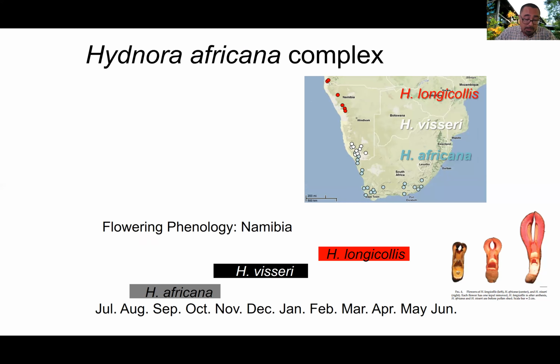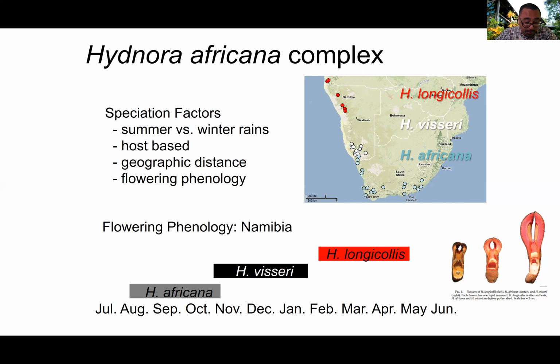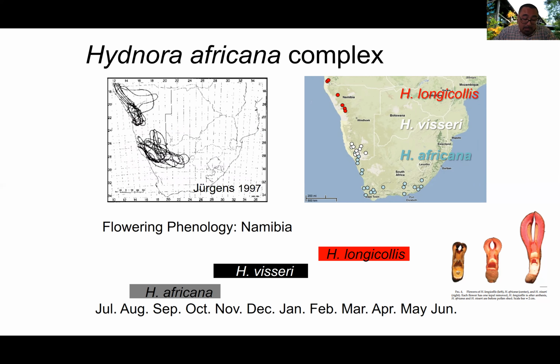So what are the factors that contribute to speciation in this genus? Using the Hydnora africana complex as an example, a few drivers of speciation emerge, including summer versus winter rainfall areas, host specificity in the range of those hosts, geographic isolation, and clear differences in phenology, which you can see here, looking at flowering times among these 3 taxa in Namibia. Additionally, in Southern Africa, Hydnora longicollis and Hydnora visseri follow a well-known species disjunct pattern in the Namib Desert between the northern and central Namib.